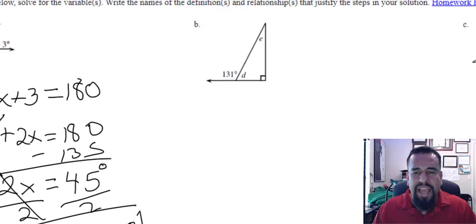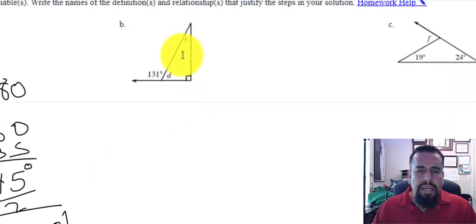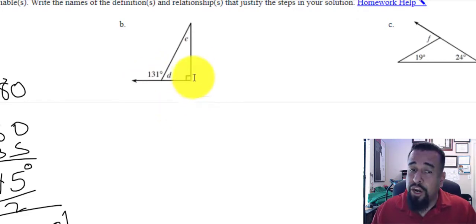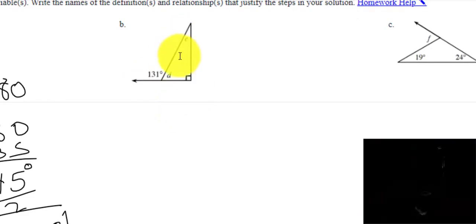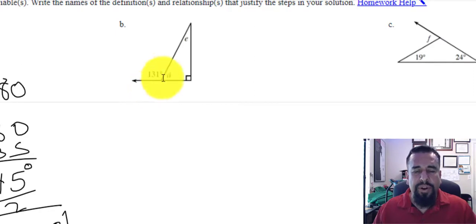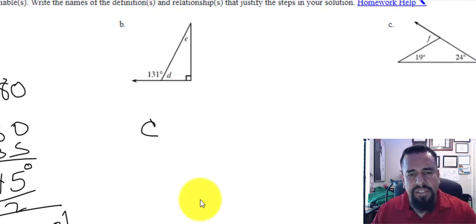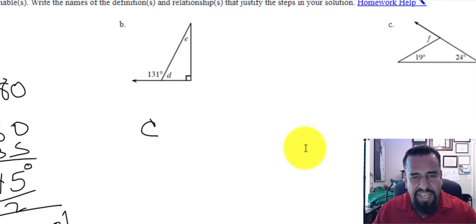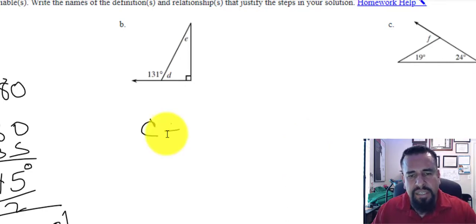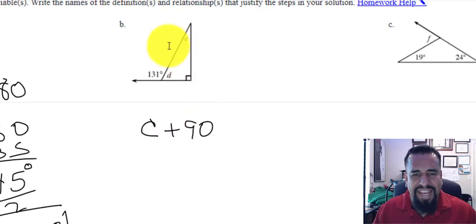So right here we have, looks like they gave us the exterior angle, which is 131 degrees. And earlier I told you that the two interior angles will add up to 131. So let's create the equation out of it. All right, so the top angle is C, it looks like. And if I add it to this bottom one, which is 90, so C plus 90, it will equal my exterior angle, which is 131 degrees.